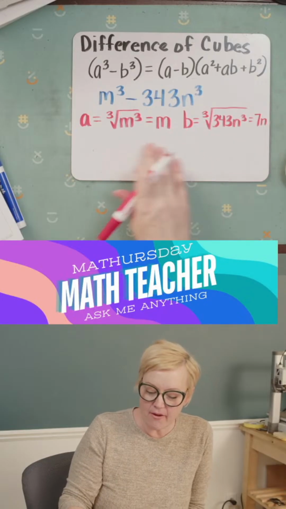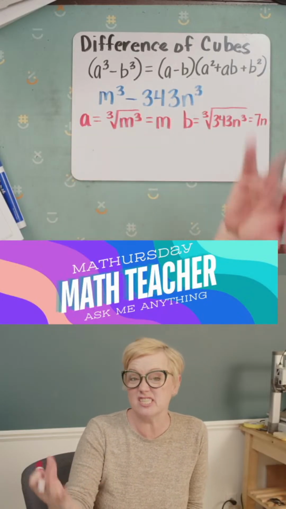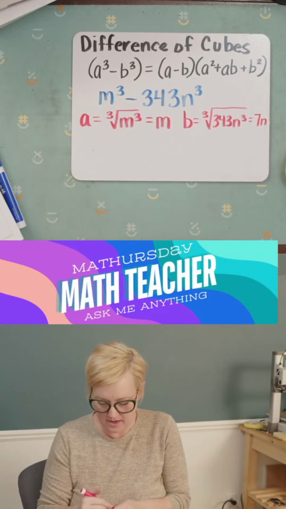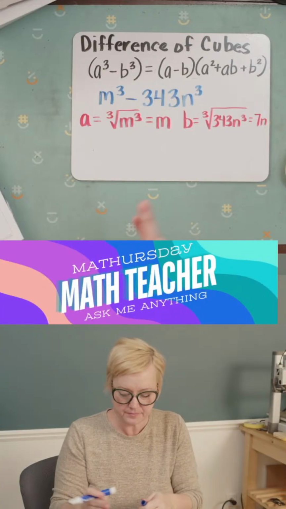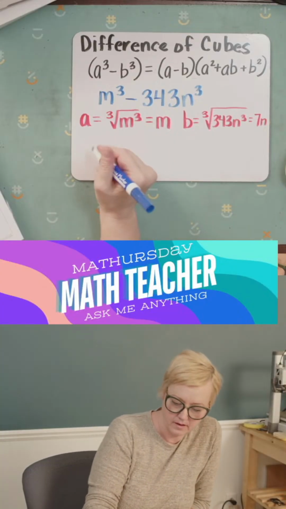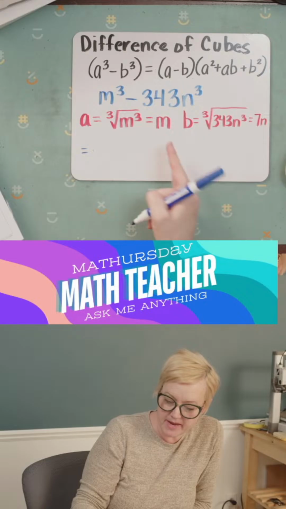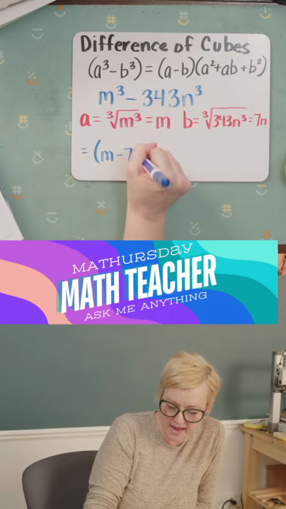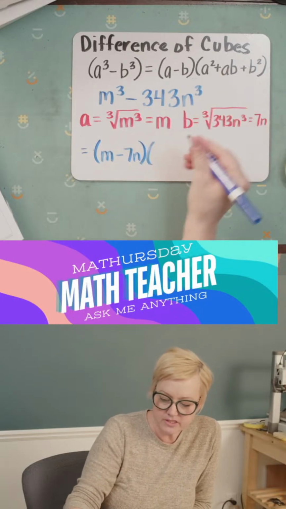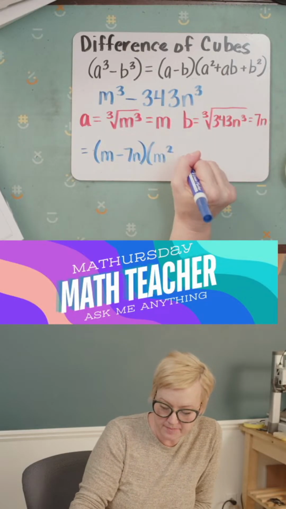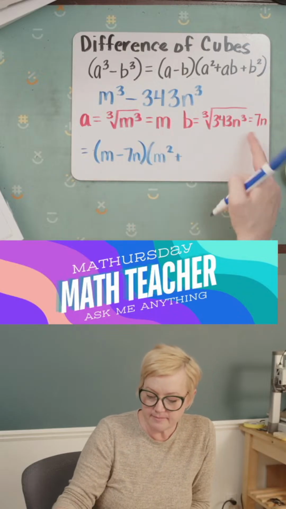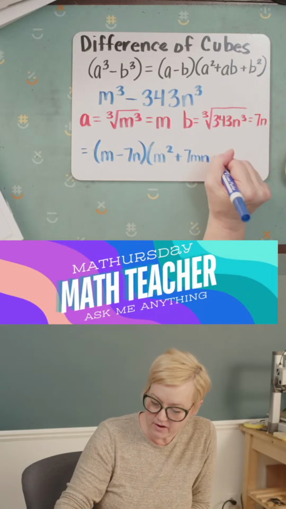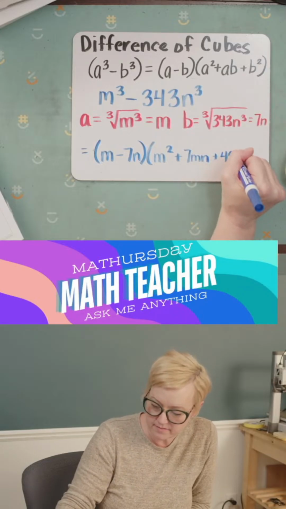Okay. So now I've got my A value and my B value. So now I just plug them in. Okay. So A minus B, I'm going to get this. I'm going to write it in blue. So A minus B, that's going to be M minus 7n. A squared is going to be M squared. A times B is 7mn. And then B squared is 49n squared.